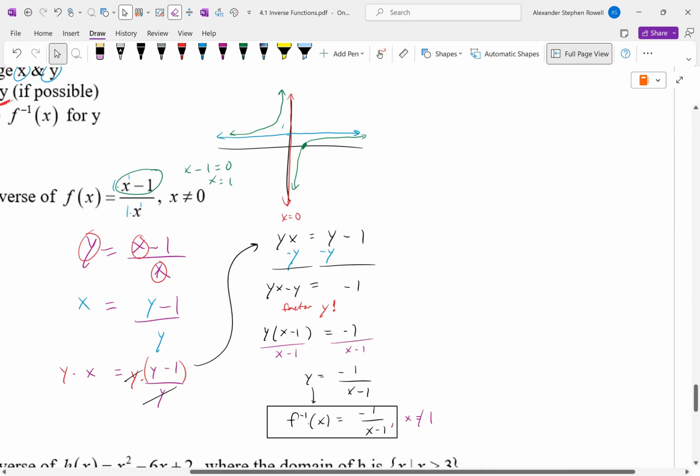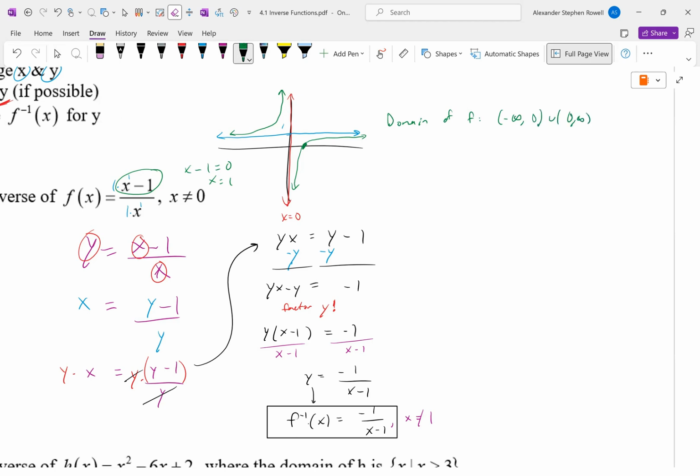Okay, the next thing I want to point out, if we flip all the x and y values, think about the domain of function f would be -infinity to 0, union 0 to infinity. Everything but 0. Do you agree with that? This should correspond to the range of the inverse. So if I flip the x and y values, that means the y cannot be 0.